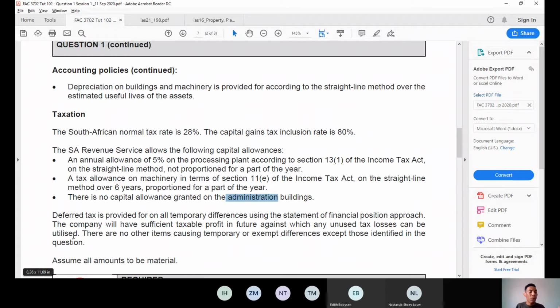So I'm not going to explain and confuse you further in terms of what that actually means. So there are no other items causing temporary or exempt difference except those that are in the question. Okay, so if you dealt with something in the previous question, don't come and look for it here in this question. If you don't see it, then it's not there, because even the question itself is telling you that only the items that have been identified in the question relate to either temporary or exempt.